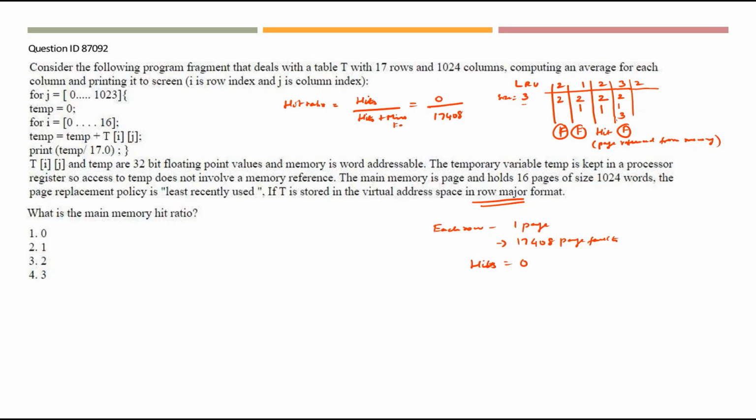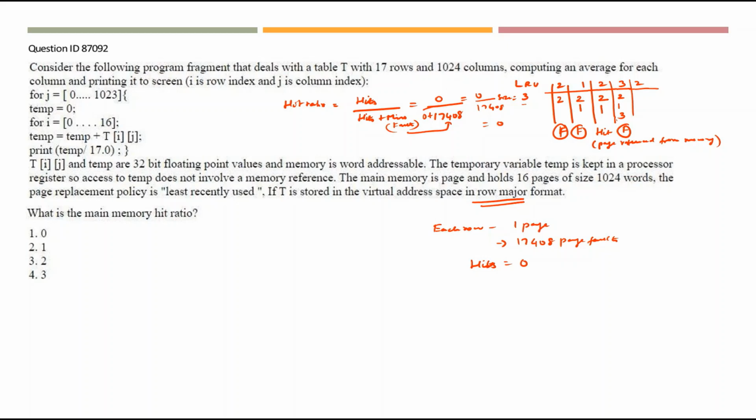Here the faults will be 17408, along with 0 hits, plus 17408. This will give 0 by 17408, which is again 0. 0 by anything is 0. Whenever the CPU references the memory, we call it a hit, and whenever a page is brought to the main memory, we call it a fault. That's why I gave you this example.